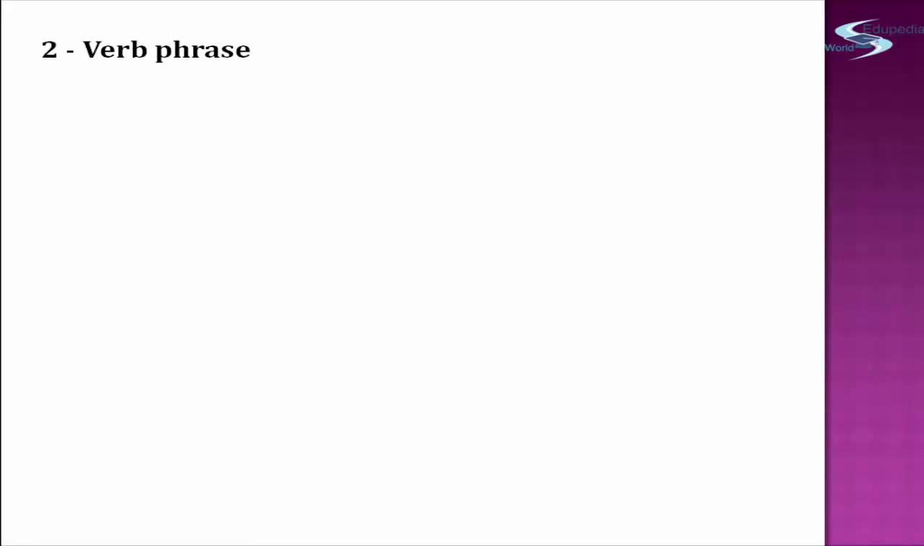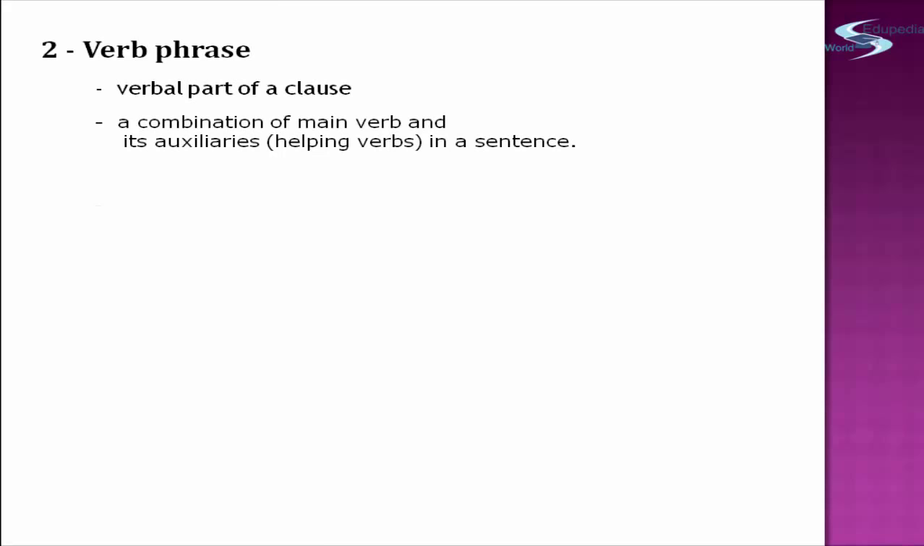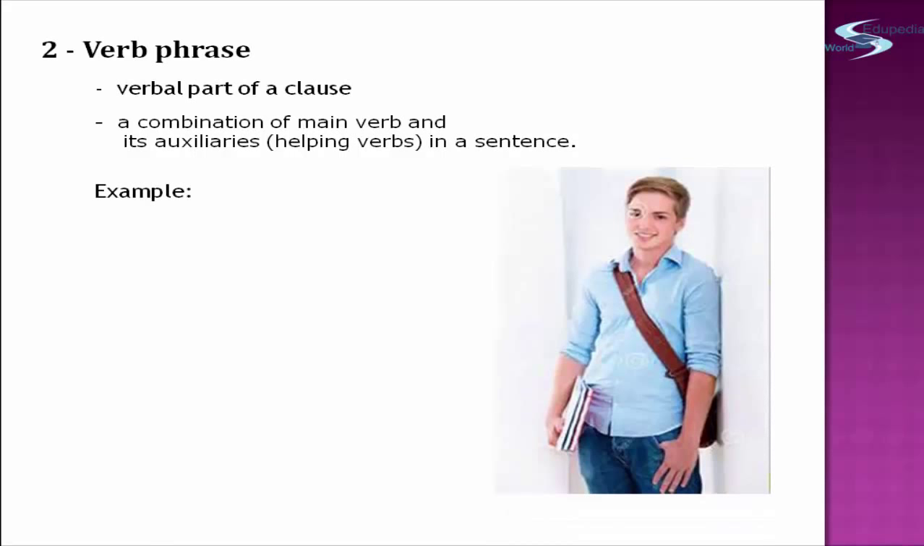The next type is a verb phrase. A verb phrase is the verbal part of a clause. It is a combination of the main verb and its auxiliaries, helping verbs, in a sentence. Example: I will be going to college next year. Okay, "will be going" is a verb phrase.